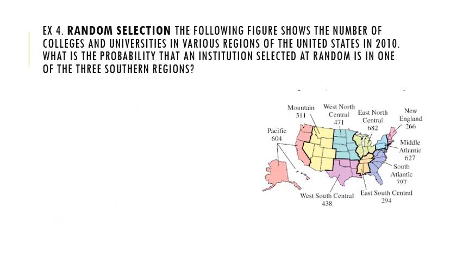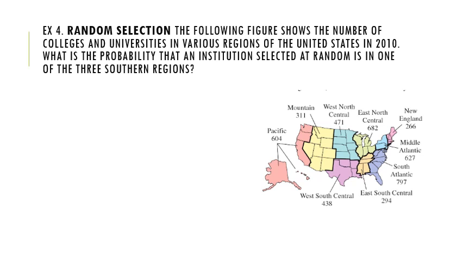Alright, so here we have example number 4. The following figure shows the number of colleges and universities in various regions of the United States in 2010. What is the probability that an institute selected at random is in one of the 3 southern regions? So first we got to find out our sample space, which would be adding up all of the numbers here.